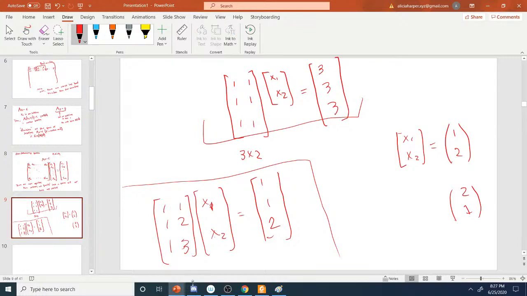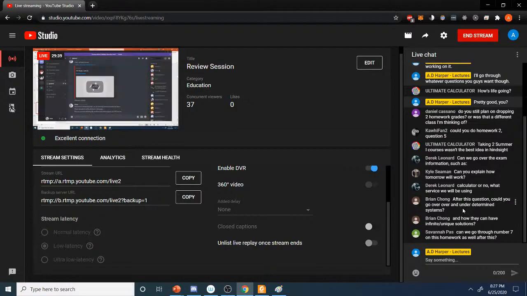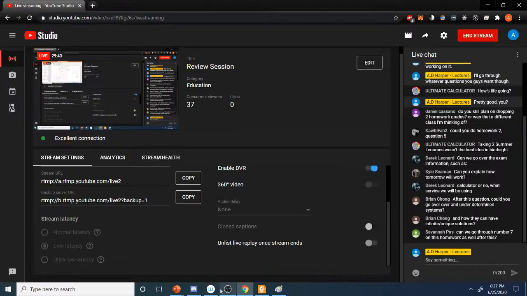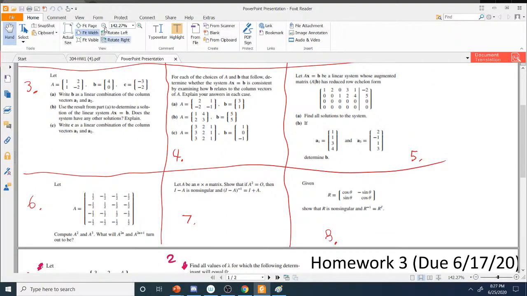Okay. So Savannah asks, can we go through number 7 on this homework as well? So I assume this is homework 2. So let's do number 7. This is a fun problem.